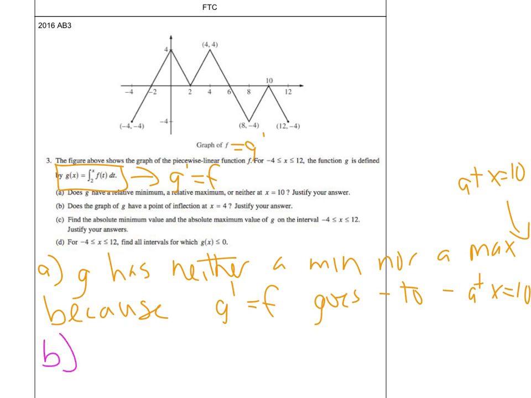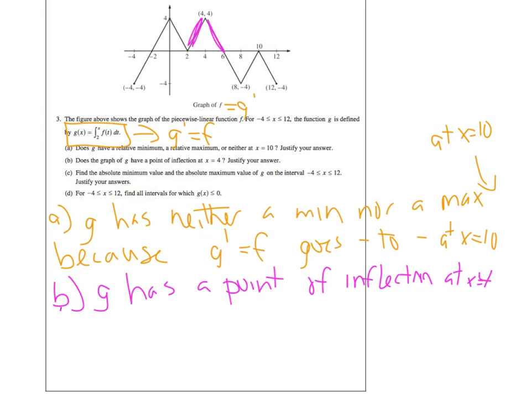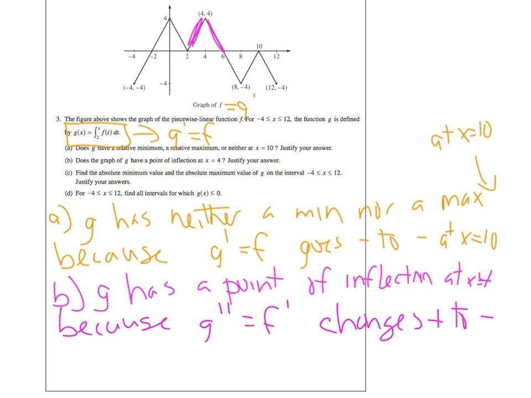Does g have a point of inflection at x equals 4? So this is g prime. The slope of g prime, or g double prime, goes positive slope and then negative slope. So g has a point of inflection at x equals 4 because g double prime, which equals f prime, changes positive to negative. It just has to change sign, but I'm being specific.